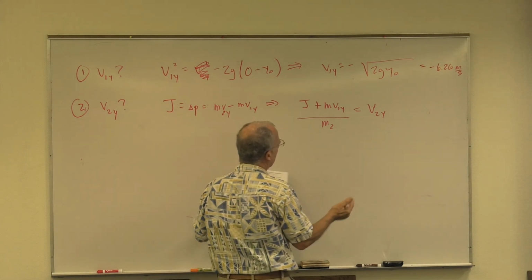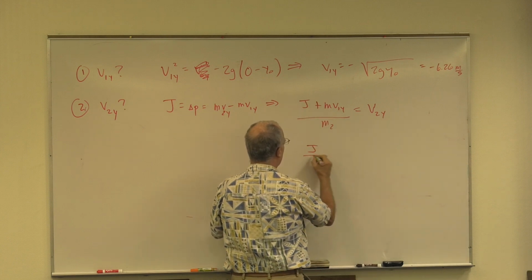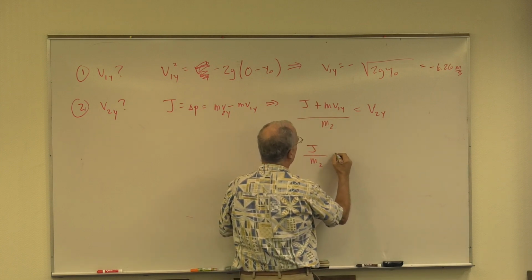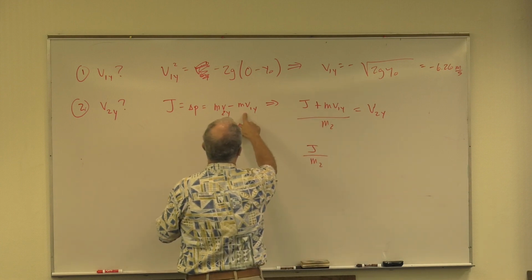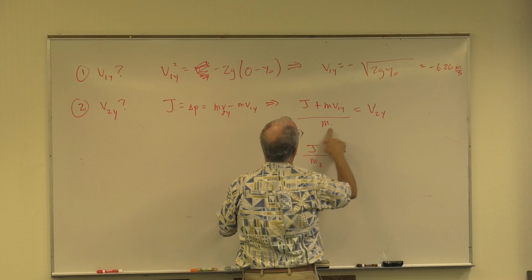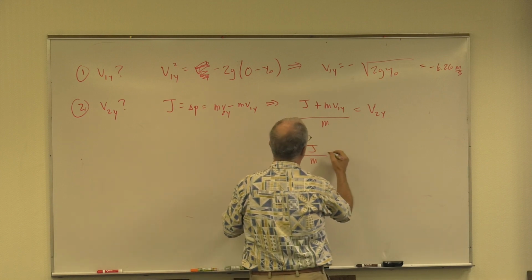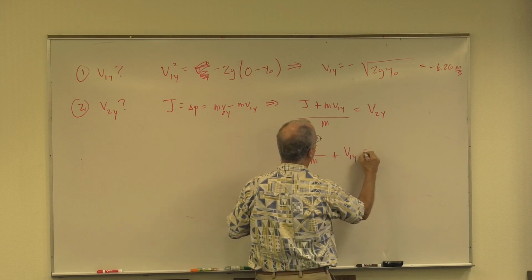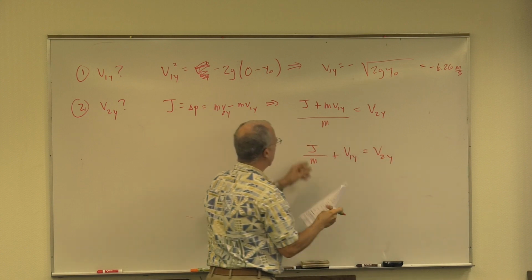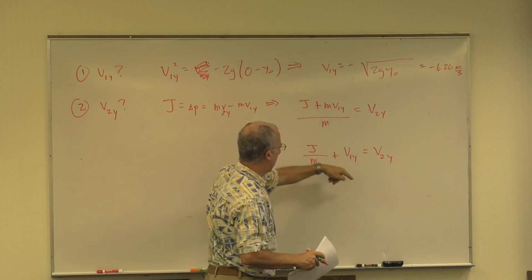All right, that's cool. And we can rewrite that. That's the same thing as J over m plus v1y. Right? You can split this up into 2 fractions. Here you have J over m, here the m's cancel.